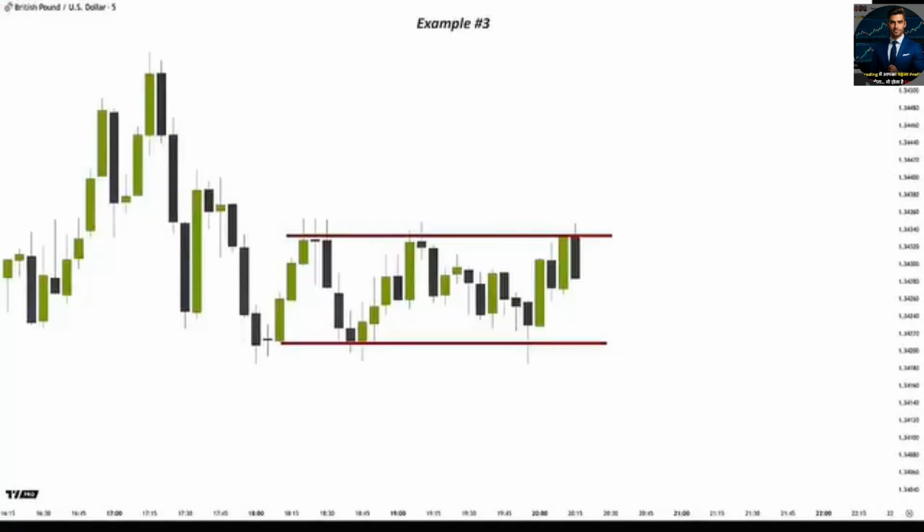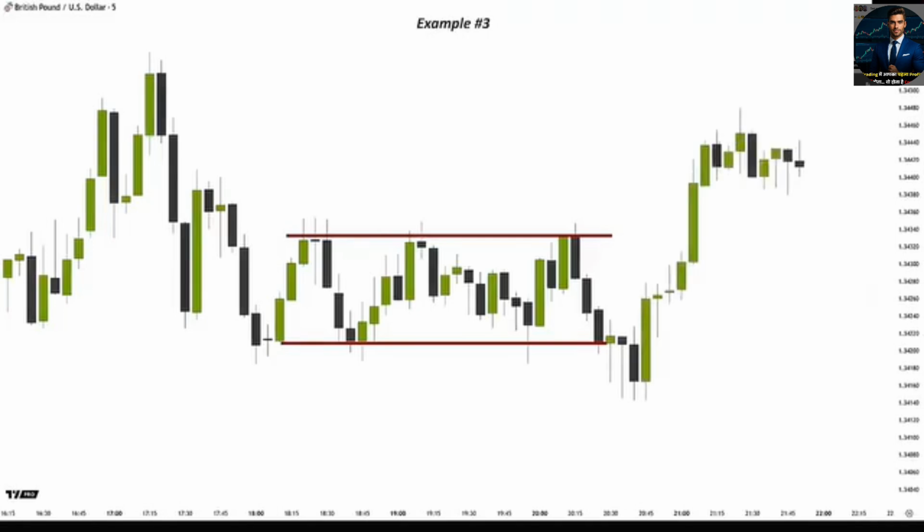Since the overall trend is bullish, if the price breaks below the range, there is a higher chance that it will end up being a failed breakout. If the price returns back inside the range, we can look for long entries aligned with the higher time frame direction.